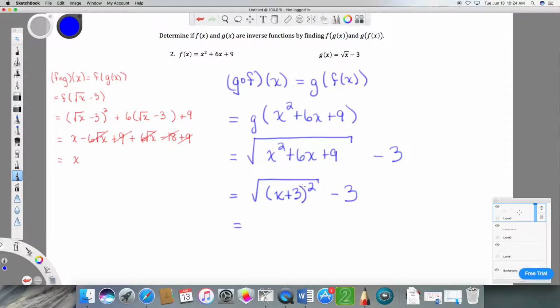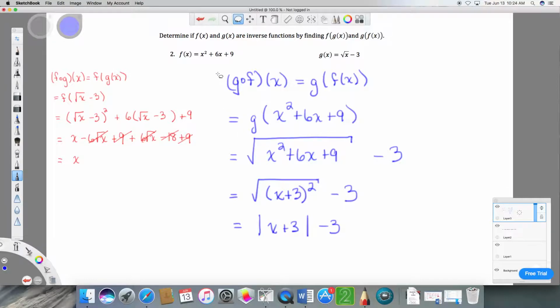Now I have to be careful here, because I definitely am taking the square root of 0 or a positive value because this is being squared. That doesn't tell me anything about x itself. So I have to make sure that x plus 3 is a positive expression. So I need absolute values around this x plus 3. Now, if I have further information about x, maybe I can simplify this.